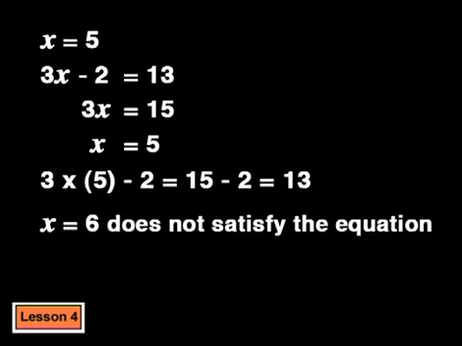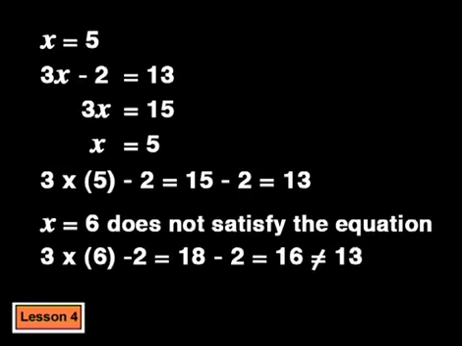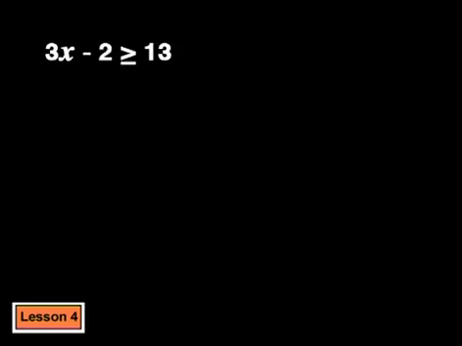For example, think about x equal to 6. 3 times 6 is 18, and 18 minus 2 equals 16. 16 is certainly not equal to 13. In other words, an x value of 6 does not satisfy the equation. Now look at this algebraic expression here. We read it as 3 times x minus 2 is greater than or equal to 13. This is an inequality, and any value of x that makes 3x minus 2 either equal to 13 or greater than 13 will satisfy the inequality.